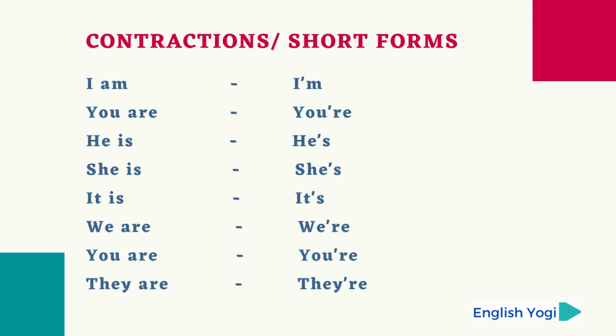Some of the short forms of all these to be forms we have to discuss now. These are called contractions of the words. For example, I am converts into I'm in short form. You are, you can see you're. He is, he's written there. She is, it is, we are, you are, and they are. So these are the short forms of all these to be forms, and if you want to write them, you can write in this way.